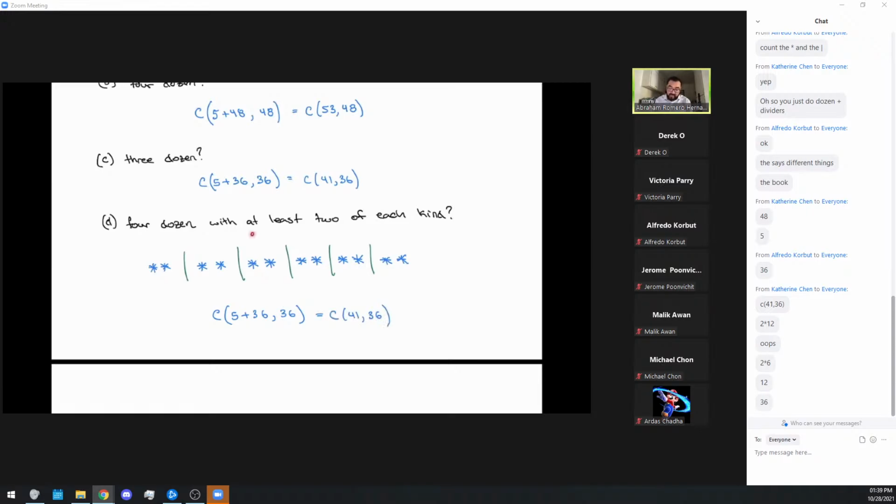So when you have something of this form, at least 2 of each kind, that means you're already selecting 2. So you're already taking away from the total amount that you need to select at the end. Since the total amount is 4 dozen, that's 48 croissants that you need to select. But since you're already saying I'm going to select 2 of each kind, you're already guaranteeing, okay, I already have 2 of each kind. Now, what about the rest? Does that make sense?